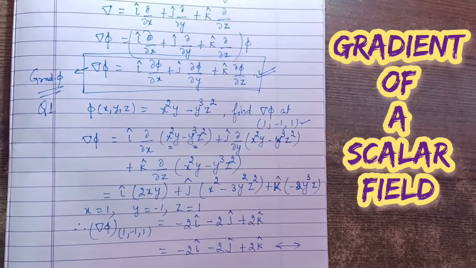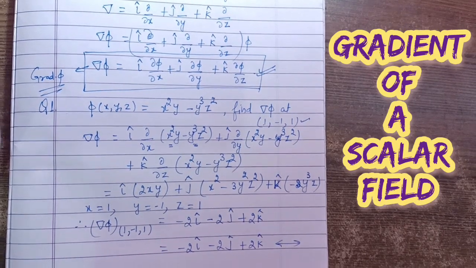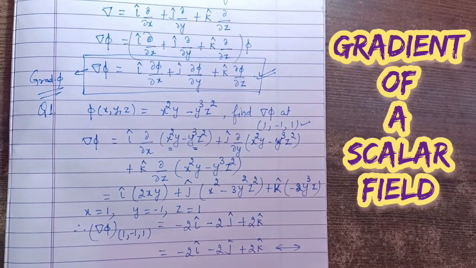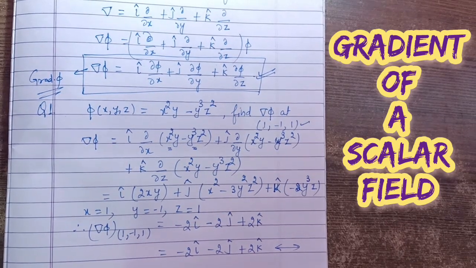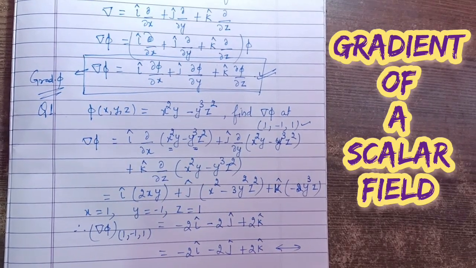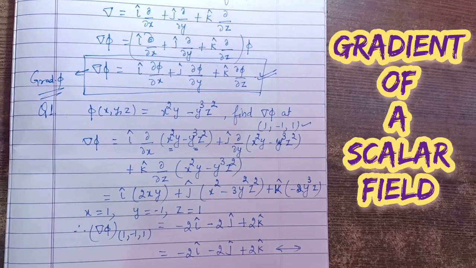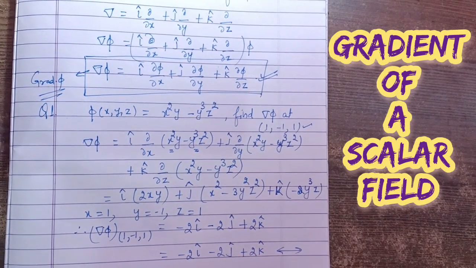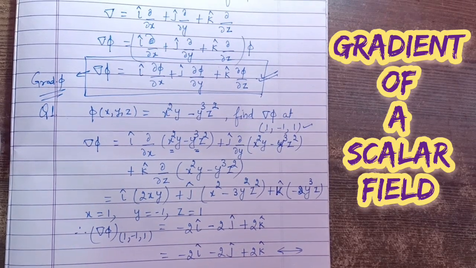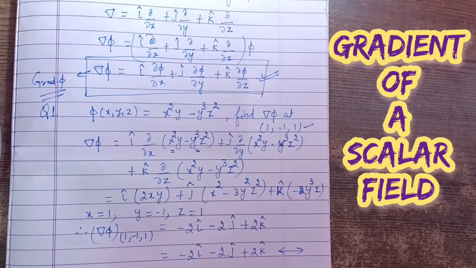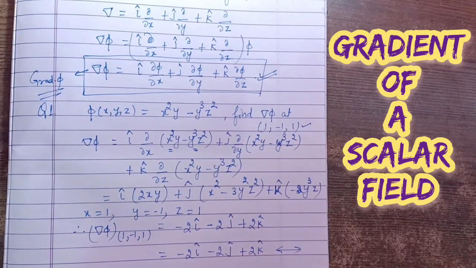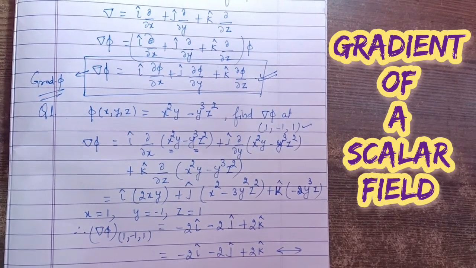So this is the answer in which we have to find the gradient of phi at the point 1, minus 1 and plus 1. Hope so you understand this problem and something about this gradient of scalar field. So in the next video I will solve some very important examples related to your exams as well as for competitive exams.